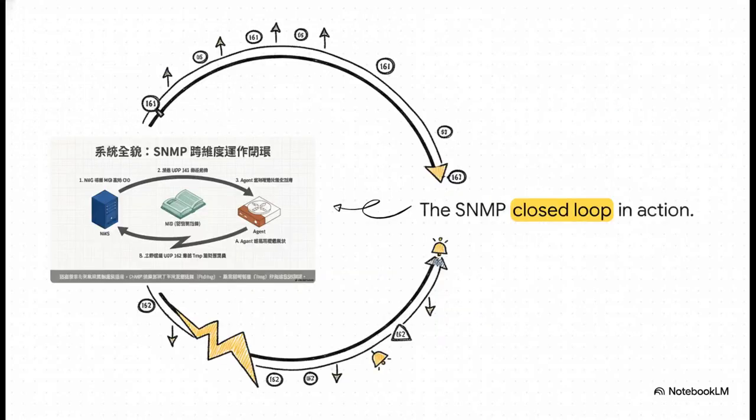When we bring all of these pieces together, it forms this perfect, seamless management loop. On one track, you've got the NMS routinely polling the agent over UDP port 161, constantly translating those OIDs through the MIB dictionary to keep your dashboard nice and green. But running parallel to that, on the second track, the agent is constantly watching its own hardware. The exact second it detects a failure, it breaks the routine and instantly pushes a trap alert over UDP port 162. So you have routine polling combined with instant emergency reporting. It creates a flawless cross-dimensional closed loop of network awareness.